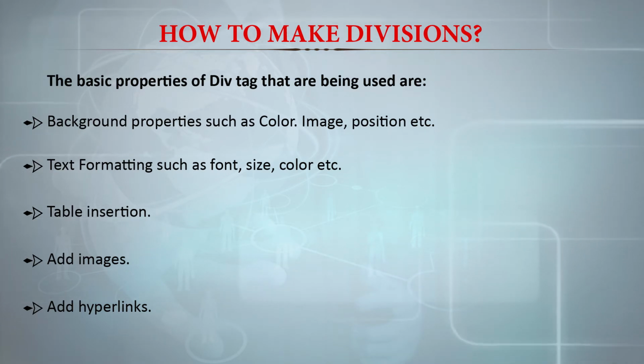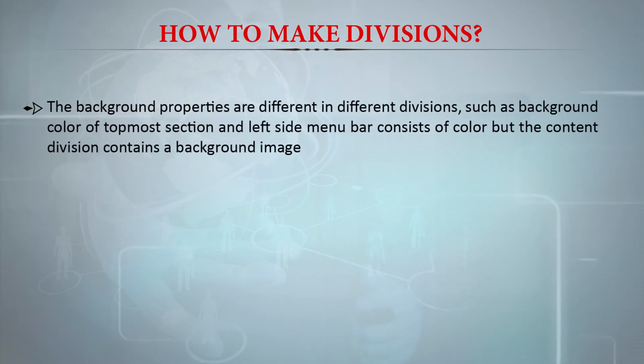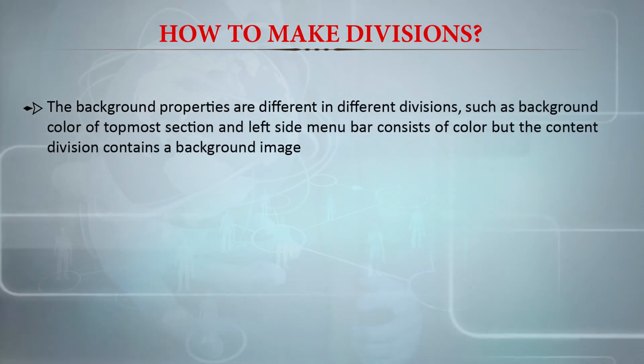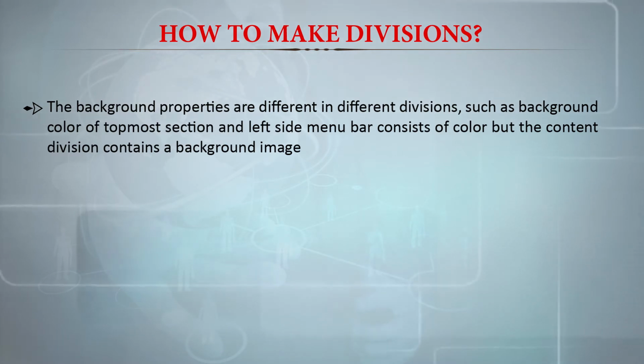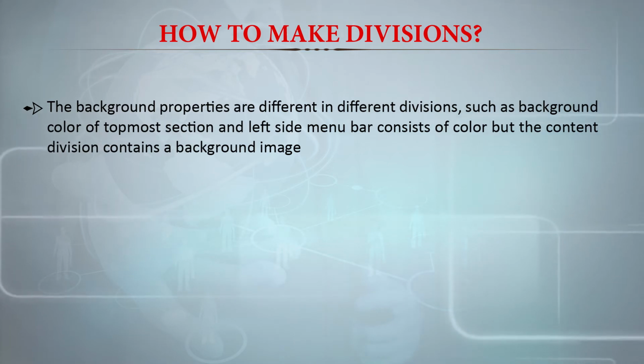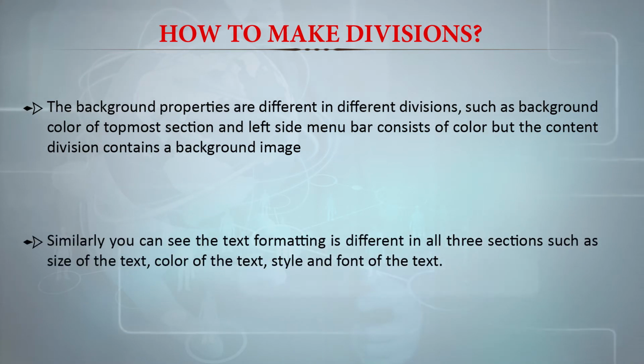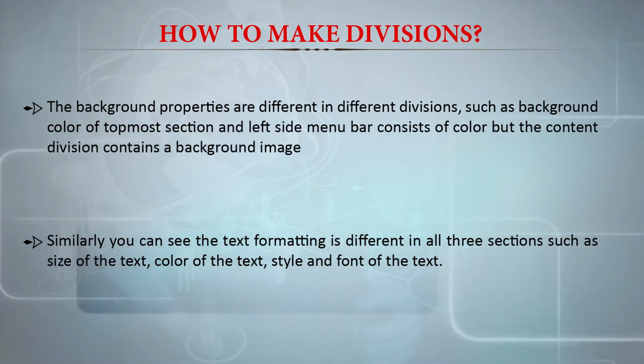In case you observe, the background properties are different in different divisions. If you look at the image, the background color of the topmost section and the left side menu bar contains color, but the content division contains a background image. Similarly, we can see the text formatting is different in all the three sections, such as size of the text, color of the text, style and font of the text. Now let us have a look at the background properties.